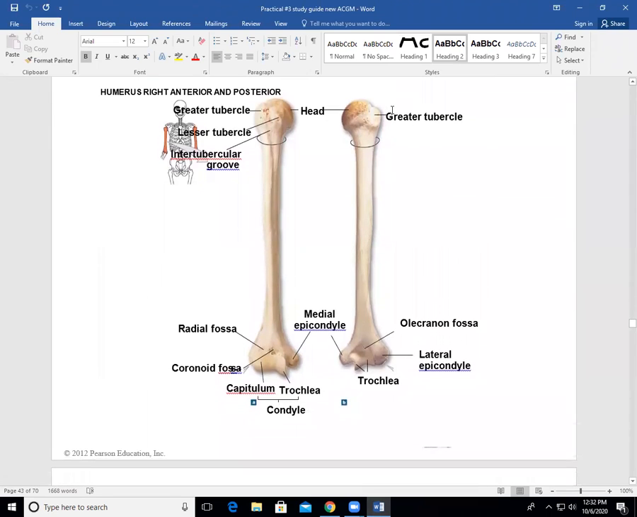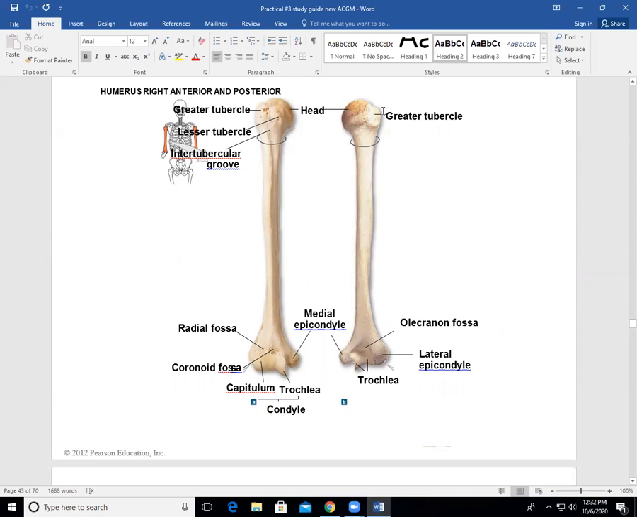All right, so let's go on to the humerus. For the humerus, there are structures you need to know. You need to know the head. Opposite the head, you have the greater tubercle.